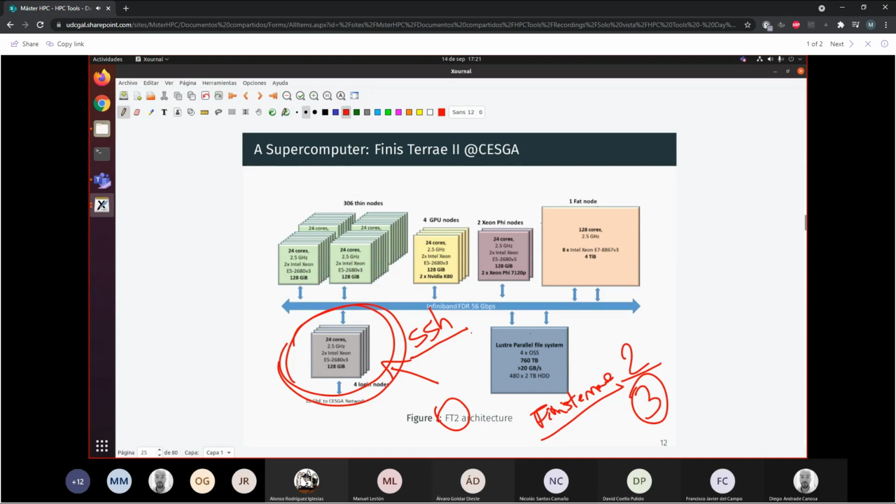Okay? The main part of the real supercomputer are these 306 thin nodes. Each one of these thin nodes has 128 gigabytes of RAM memory and 2 processors with, I believe, 12 cores each. So each node has like 24 cores. So when you program something with OpenMP, you are going to submit a work to one of these thin nodes. And this is going to be executed using the 24 cores available in each one of them.